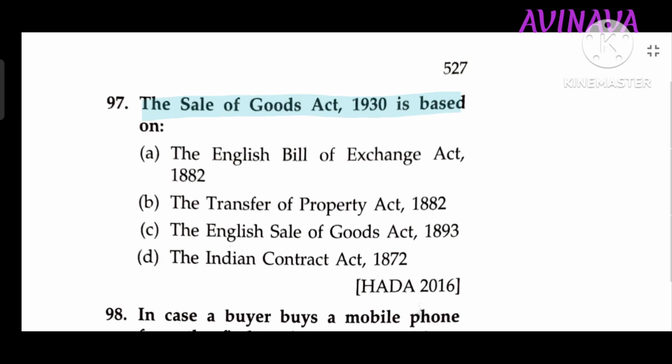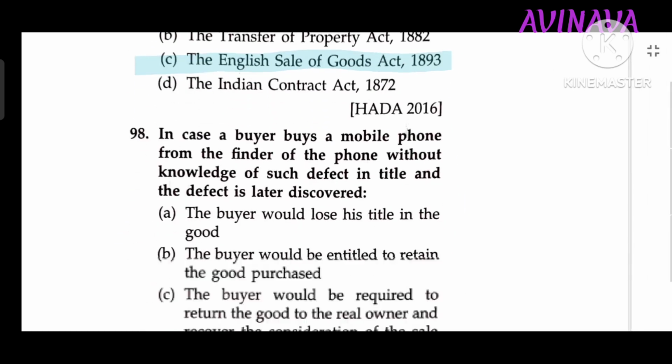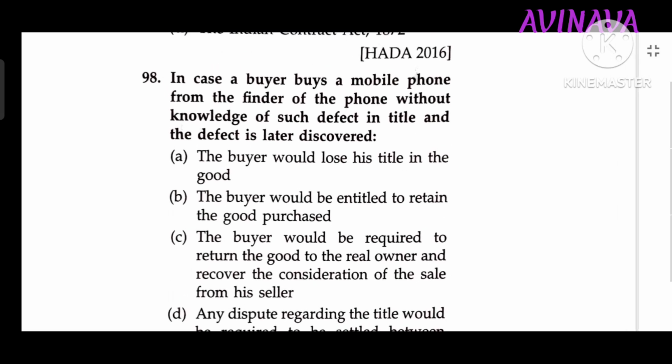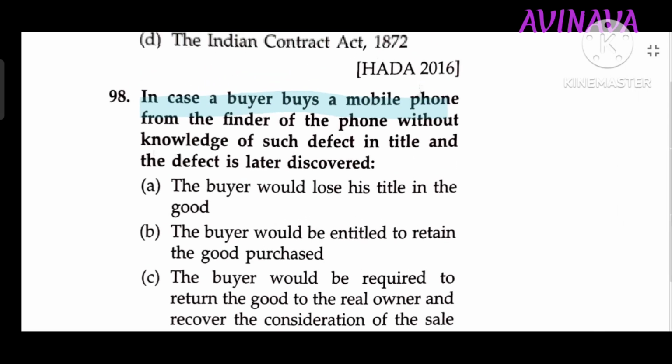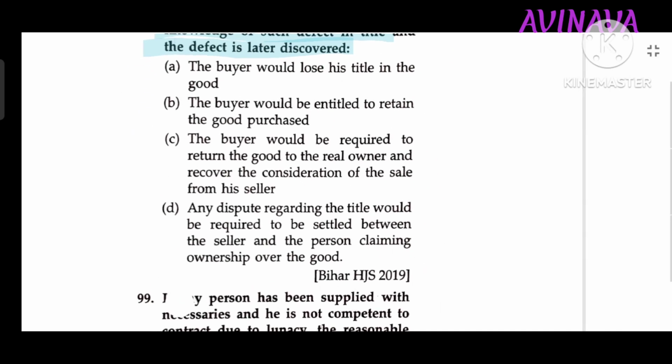The Sale of Goods Act 1930 is based on the English Sale of Goods Act 1893. In case a buyer buys a mobile phone from the finder of the phone without knowledge of the defect in title, and the defect is later discovered, the buyer would be required to return the goods to the real owner and recover the consideration of sale from his seller.